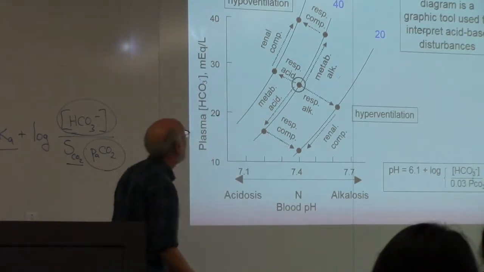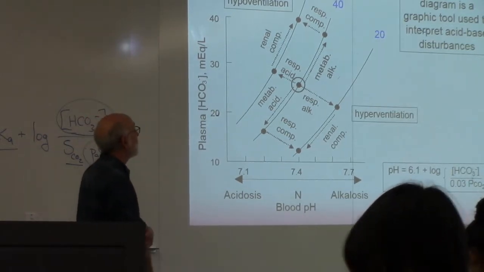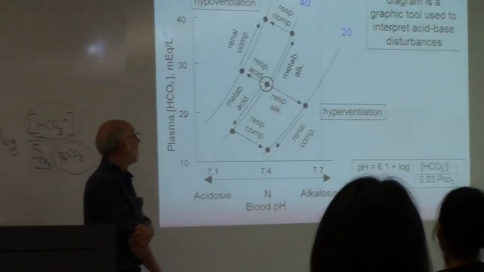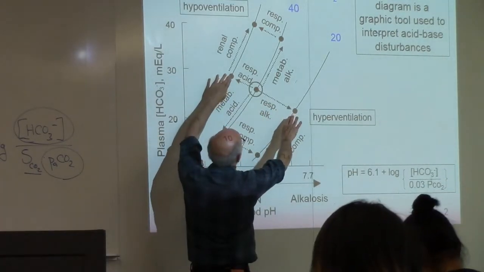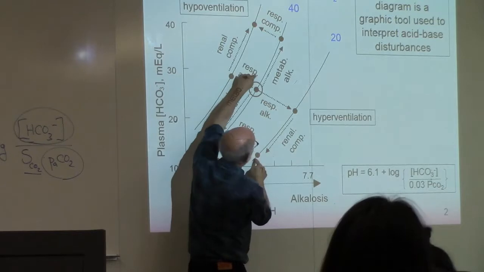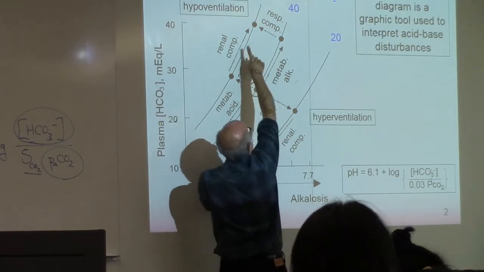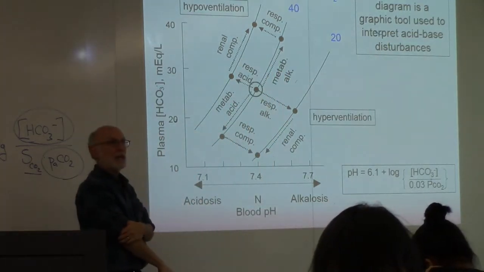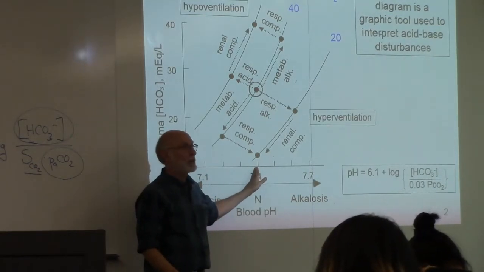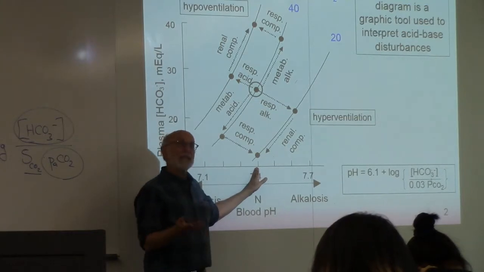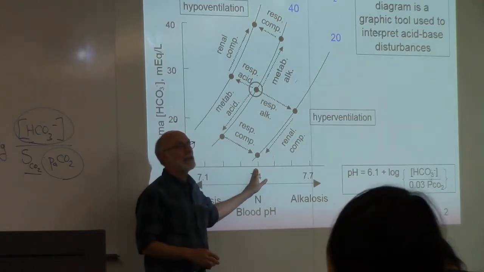So there's the whole Davenport diagram. And I think we've covered all of the arrows. And the point is, deviations are compensated in order to normalize pH. pH is the thing that we need to control most, because our whole body has evolved to work best at this pH.